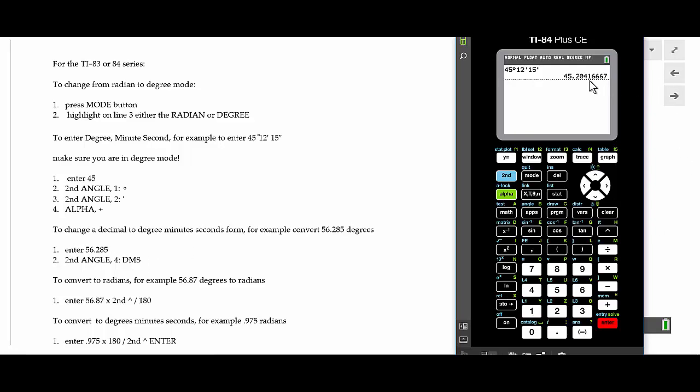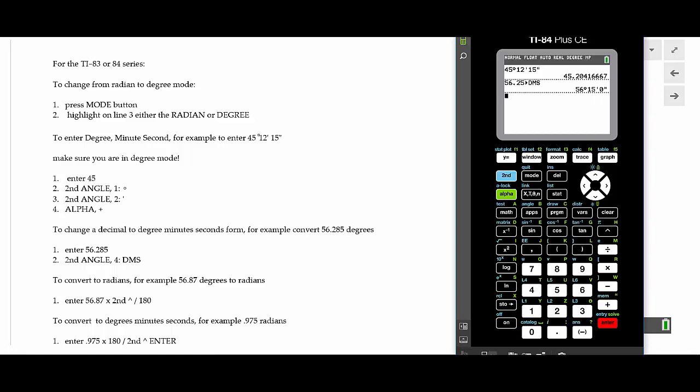The other thing that you can do on this is you can change to degree back to minutes and seconds. So like if you take this example right here, if you do 56.25, then if you go second apps to get the angle to come up, DMS, what that's doing is that's changing that back to degrees, minutes, and seconds. So if you press enter, then that takes that to 56 degrees, 15 minutes, basically is what that is then, okay?